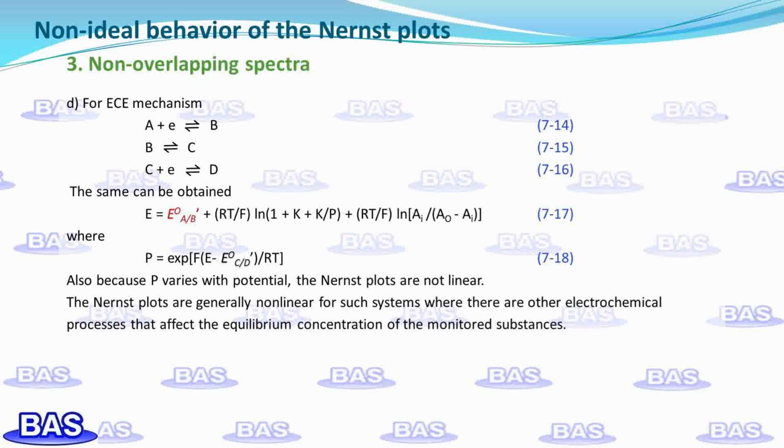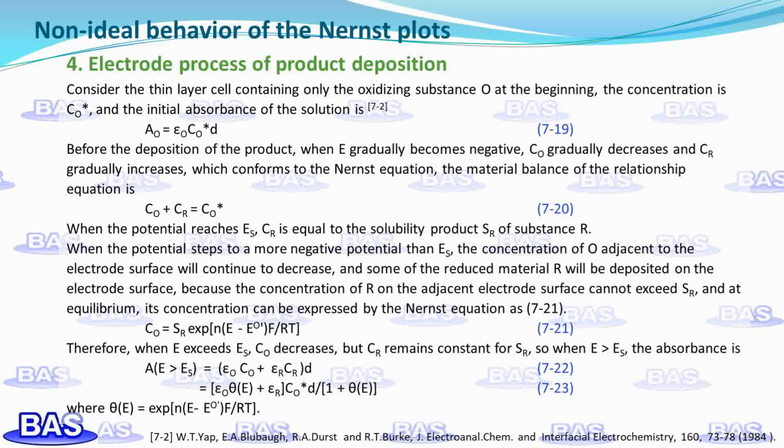The Nernst plots are generally nonlinear for such systems where there are other electrochemical processes that affect the equilibrium concentration of the monitored substances. Consider the thin layer cell containing only the oxidizing substance O at the beginning. The initial concentration and the initial absorbance of the solution is expressed by equation 7.19.